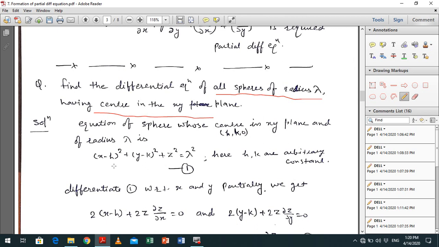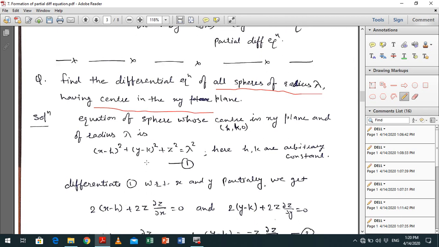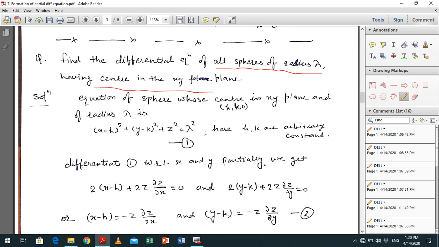So we have the equation x minus h whole square plus y minus k whole square plus z square equals lambda square. In this equation, h and k are arbitrary constants. Here lambda is also constant, but it's not an arbitrary constant, it's already given. So the arbitrary constants are only two here, which are h and k. So to find the partial differential equation, we have to differentiate this equation 1 with respect to x and y partially.